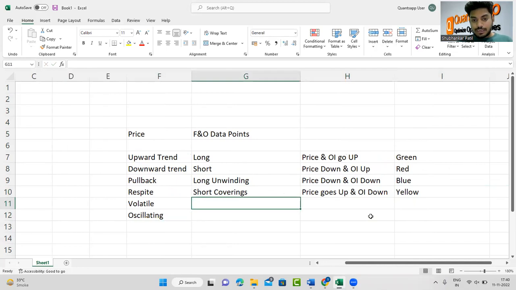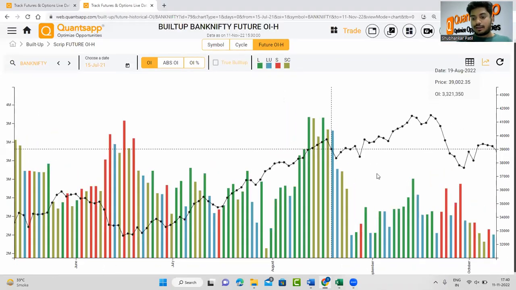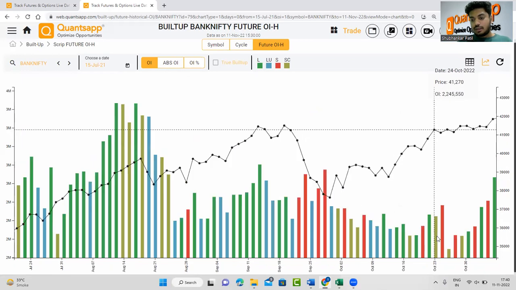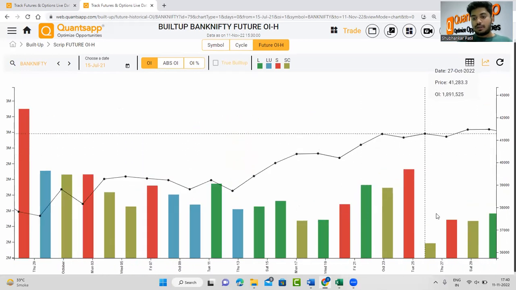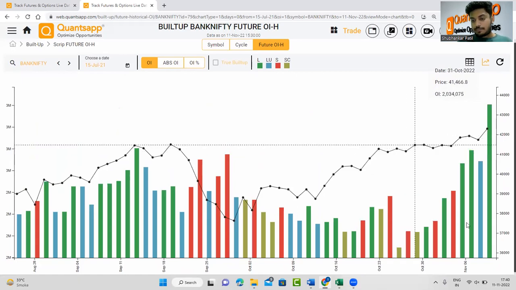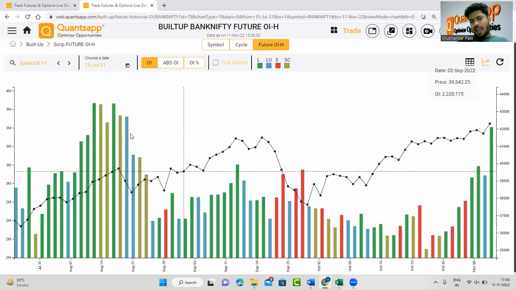Now comes volatile market situations, and there come oscillating market situations. So let's first understand the oscillating market. If you just look at this, what is happening recently? You see a lot of longs happening in the market, a lot of shorts happening, short coverings, long unwindings, a lot of mixed cues, a lot of participation. That is fine, but it has been relatively low as compared to this.